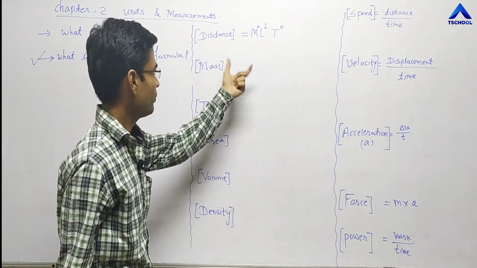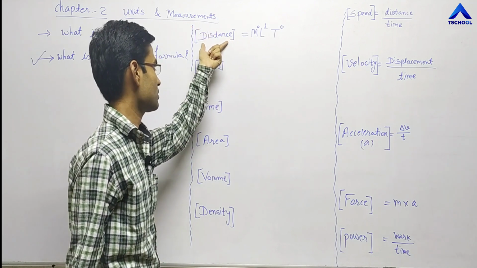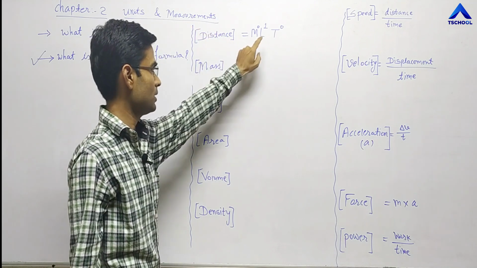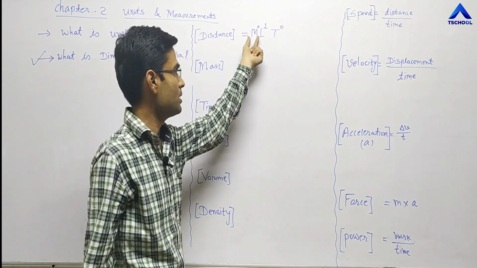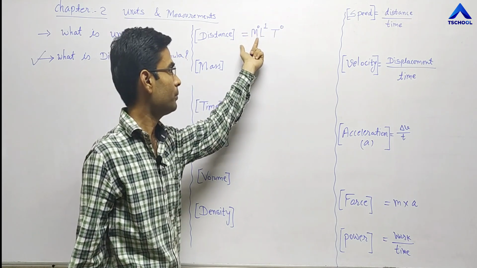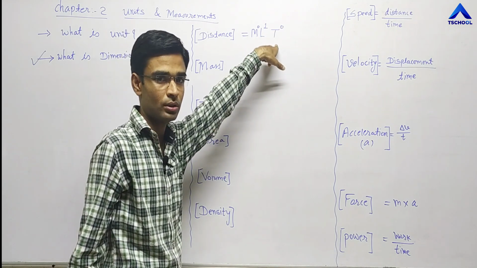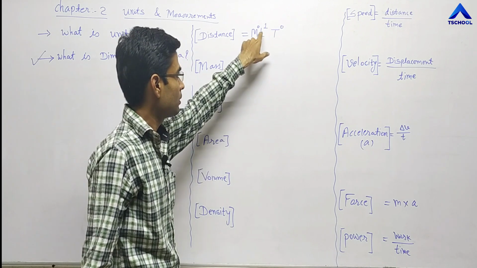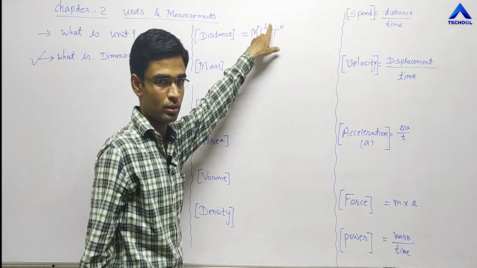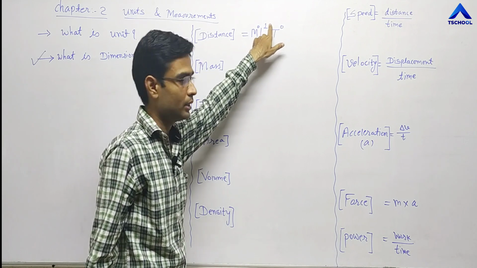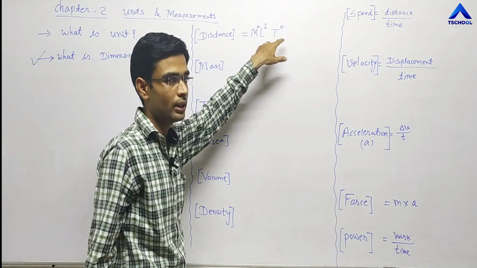Means the value of this distance dimensional formula is L1, M0, T0, because here the dimensions of M and T are 0, M0 and T0. Therefore, the dimensional formula of the distance is M0, L1 and T0.